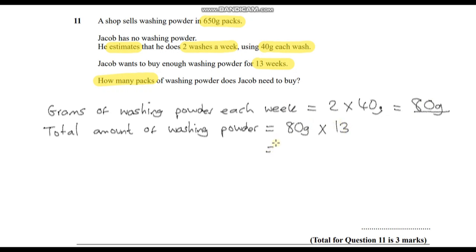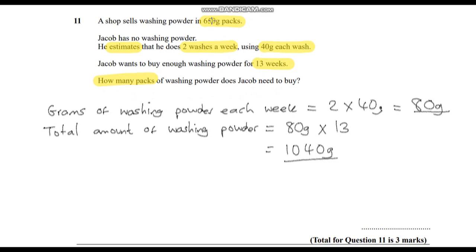So let's put that into the calculator. So we've got 80 times 13, and that gives us 1040 grams. So that's how much washing powder he needs. So how many packs does he need?